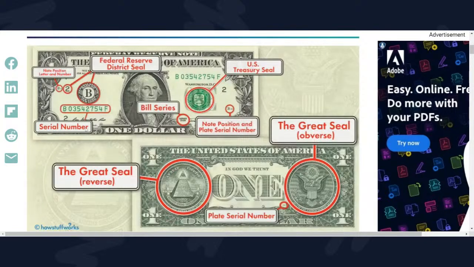Then we've got the serial number. And again, you notice it starts with a B. That should correlate. Those should correlate. And then it's got 8 numbers. And then the new $1 bills also have a letter that follows after it.